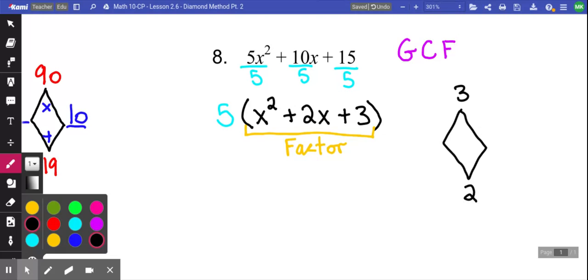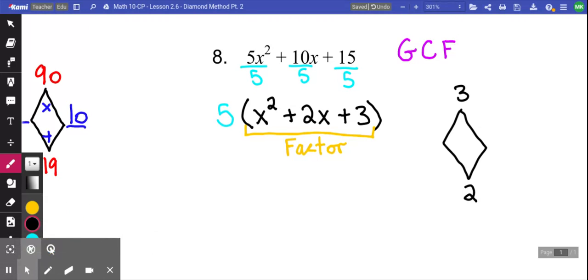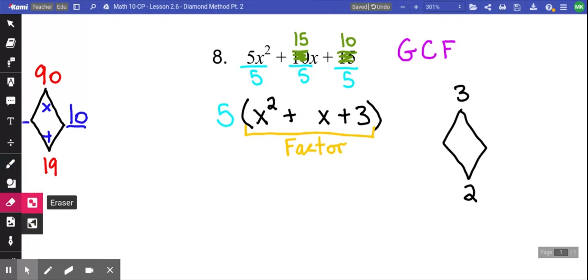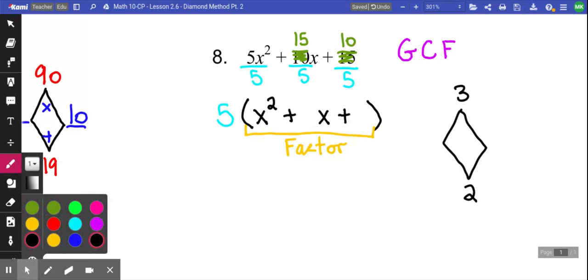Mr. Kennedy, I did it again. I've had typos all over this place, and I apologize. Sincerely, I do. This should have been 15. This should have been 10. Which means this is 3 here, and this is 2 here.